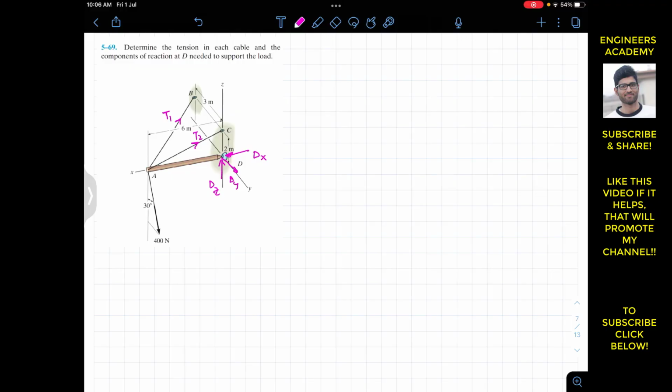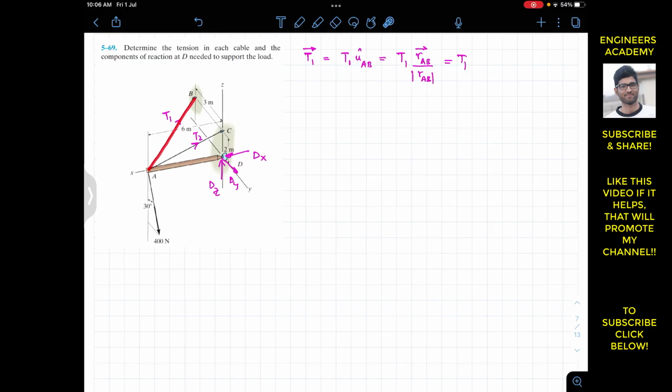So now we can write that T1 vector, which is acting from A to B. In order to write this as a Cartesian vector, we can write this as T1 magnitude times the unit vector from A to B, since T1 is acting from A to B. And the unit vector from A to B is the position vector from A to B divided by the magnitude of that position vector. So this is T1, and now the position vector from A to B.